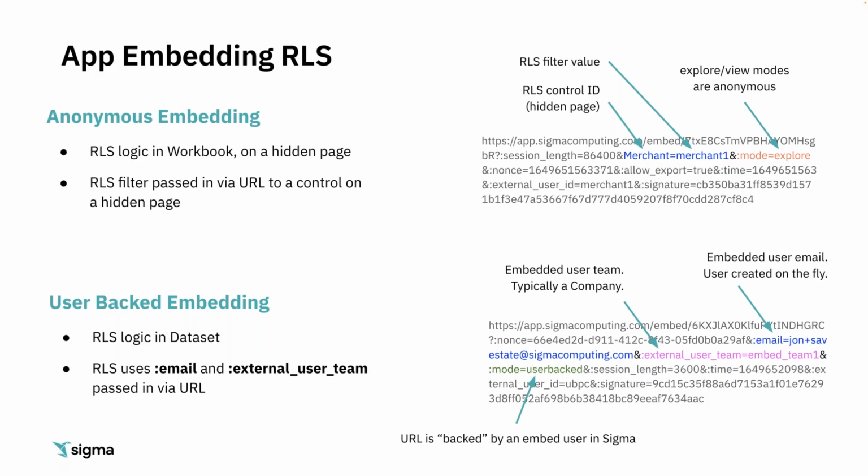So in your data set, you will key off of this. We have some special functions which allow you to pull out the team and the email information, and then you can write your row level security around this. The mechanism's a little bit different than the anonymous embedding, but the end result is exactly the same. You can control which rows each user sees when they log in. And this is how the multi-tenanted security is driven here.